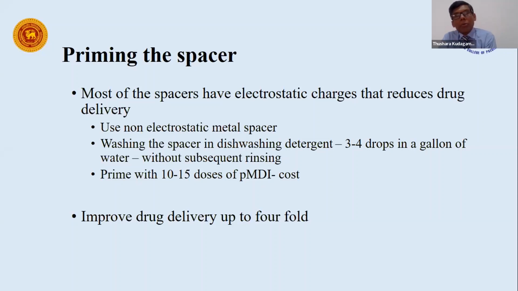You also can prime by using 10 to 15 doses of MDI, but given the high cost of MDIs, this is not a very good choice in our setup. And priming is very important because it has been shown to improve the drug delivery fourfold.